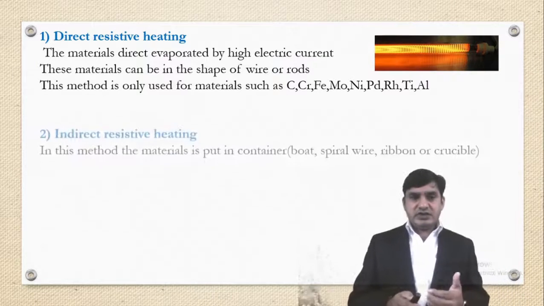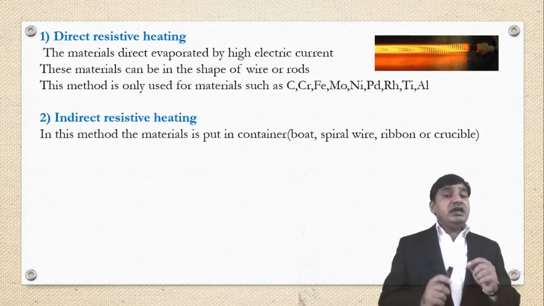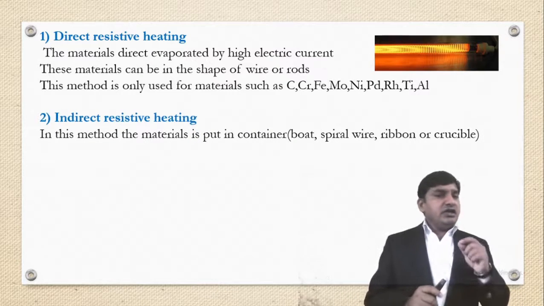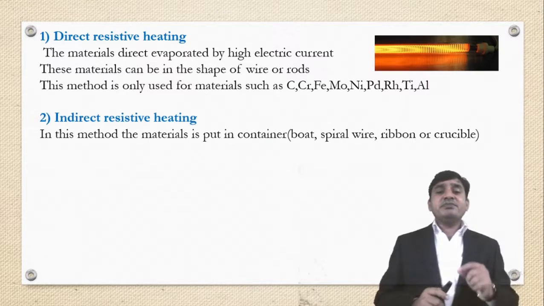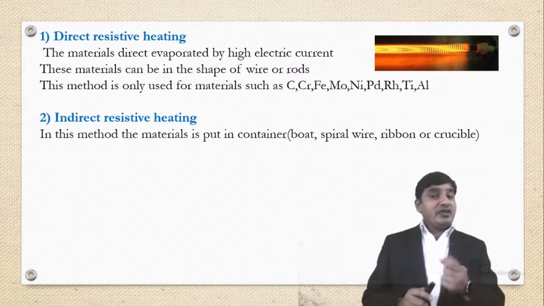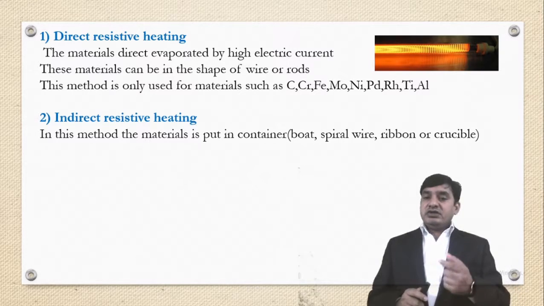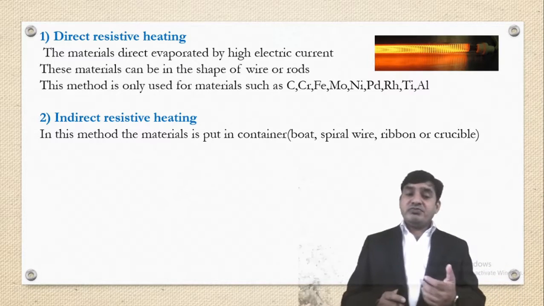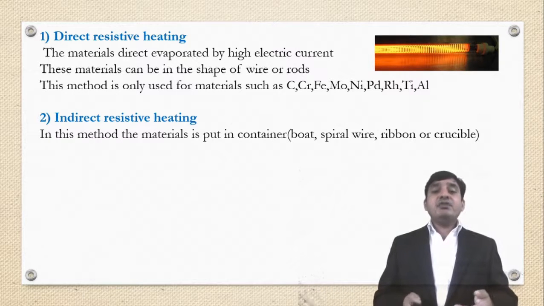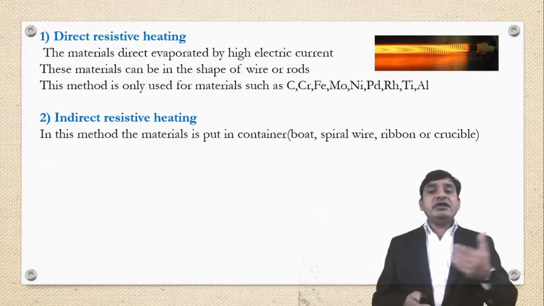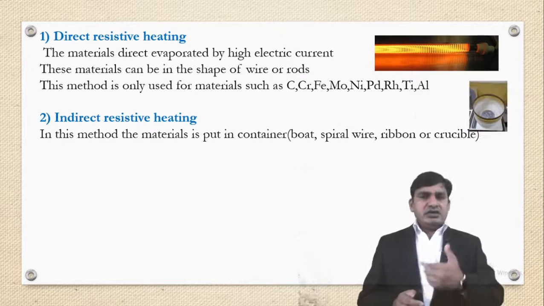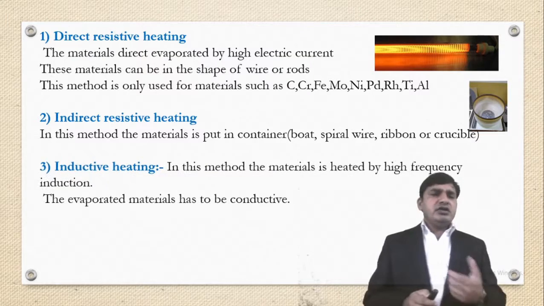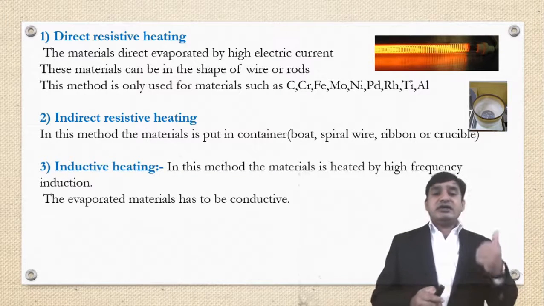When the electric current is passed through this wire, it gets heated so that it can be evaporated for higher current. Next is indirect resistive heating. In this method, the material is put in a container, which can be a spiral wire, a ribbon or a crucible, and then it is heated until it evaporates. This is the crucible.